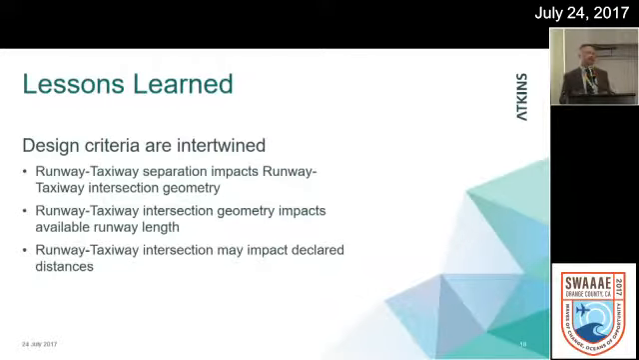What did we learn from the project? In this particular project, the design criteria are very highly intertwined. In this case, our runway and taxiway separation impacted our runway and taxiway intersection geometry. Because we didn't have a standard separation, we had to modify the intersection geometries. Our runway and taxiway intersection geometry then impacted our available runway length for takeoff, which materially affects the operation of the runway. And then finally, because it impacted the length of the runway, because of where the taxiways intersected the runway, there's the potential that this could actually impact the declared distances on that runway.